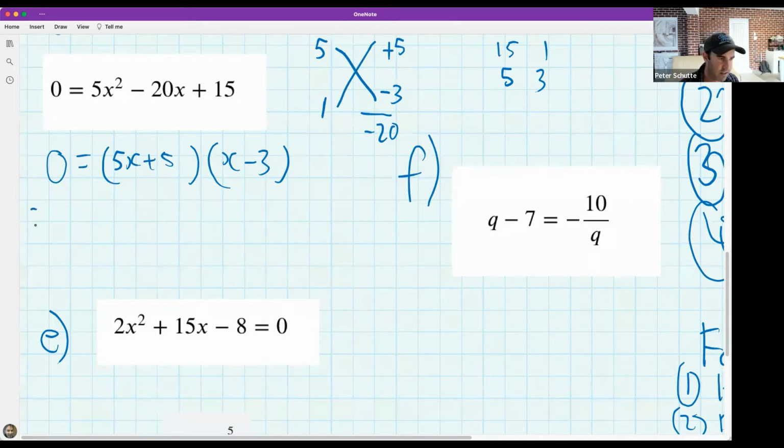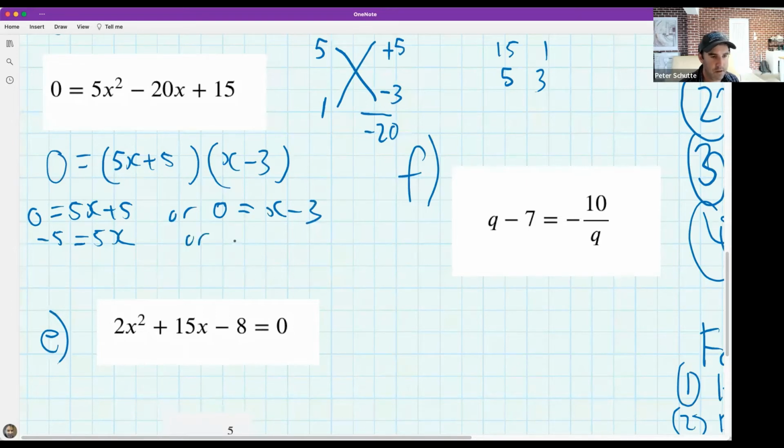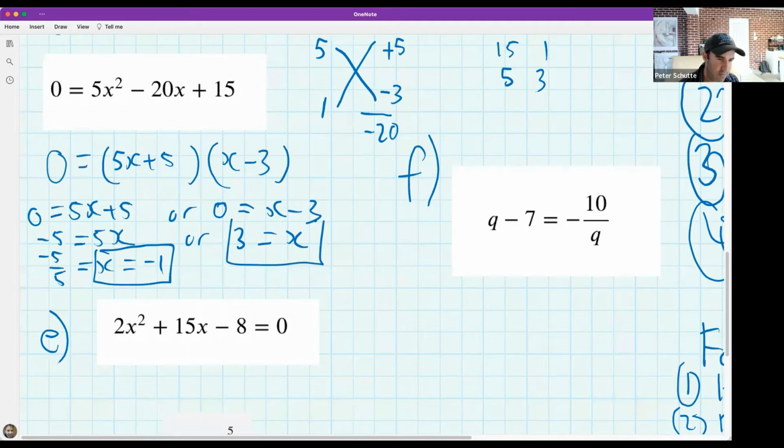Then after the factorization, we're going to get the split. My split looks a little bit more complicated than the others, but I take away 5 from both sides. I get x. Okay, so my 2 answers that I get are x is -1 and x is 3.